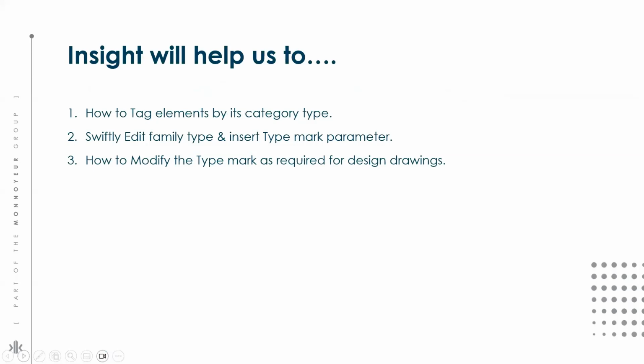In this insight, we will be covering first how to tag elements by category type, secondly, swiftly editing the family type and then inserting a type mark parameter to it. Then thirdly, we would be looking at how to modify the type mark as required for the design drawings. Let us just move on to the live demo now.